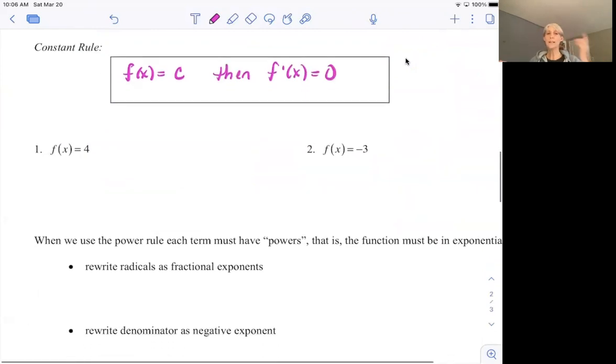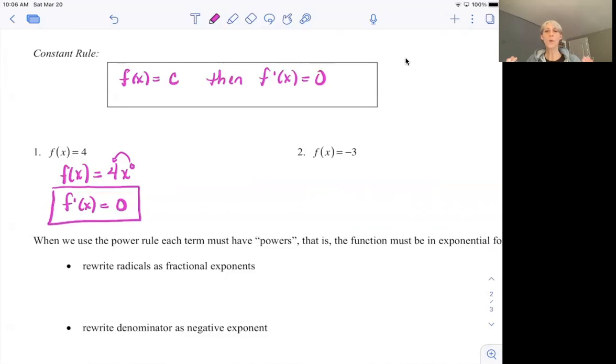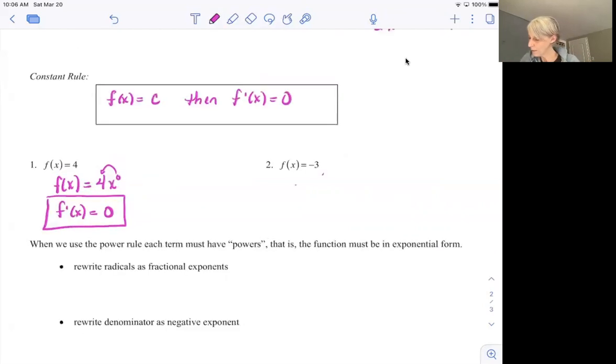Let's talk about why this happens. So f of x equals 4 is the same as saying f of x equals 4x to the 0 power. I know you don't really understand that because we don't really do binomial expansion anymore. It was in the old algebra course. But when you have a constant, you really have x to the 0 attached to it. So when I take this 0 and multiply it out front, my derivative is just going to wind up being 0. That's just going to happen no matter what you do. So whenever our function is a constant, it just goes away.